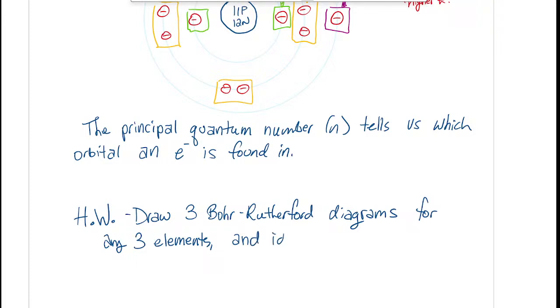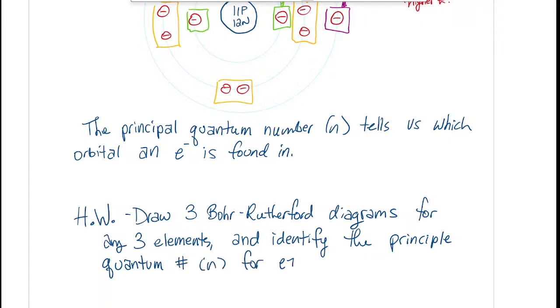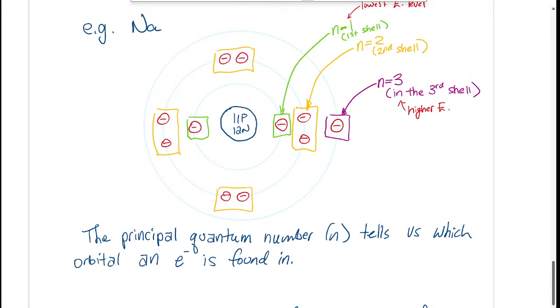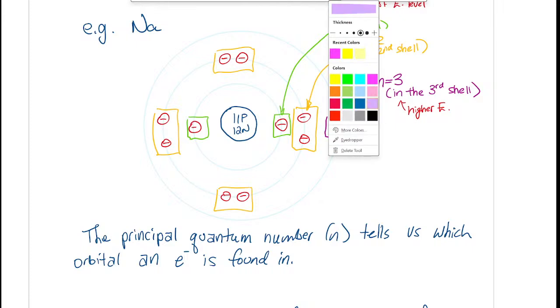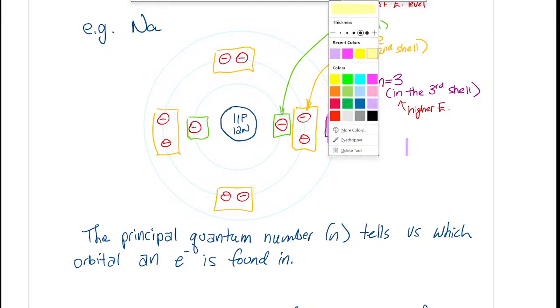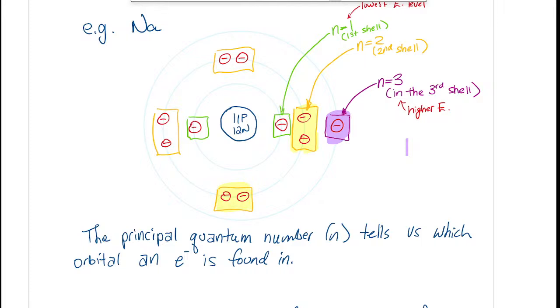And I need you to identify the principal quantum number for each electron. And you can do it the way I did up above, where you can just circle them. You could use highlighters. Highlighters are great. Big fan of highlighters. Everyone likes a highlighter, right? So we can say that that one has n equals 3. These ones have a value of n equals 2. And these ones here have a principal quantum number of 1.